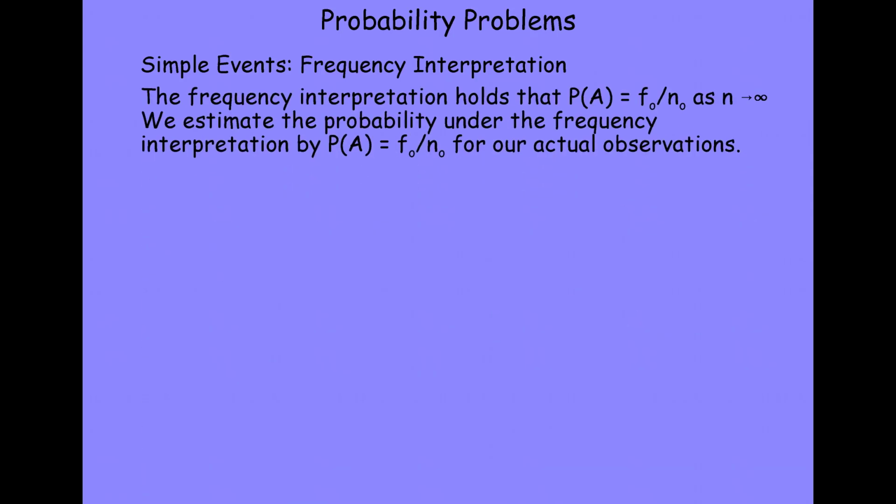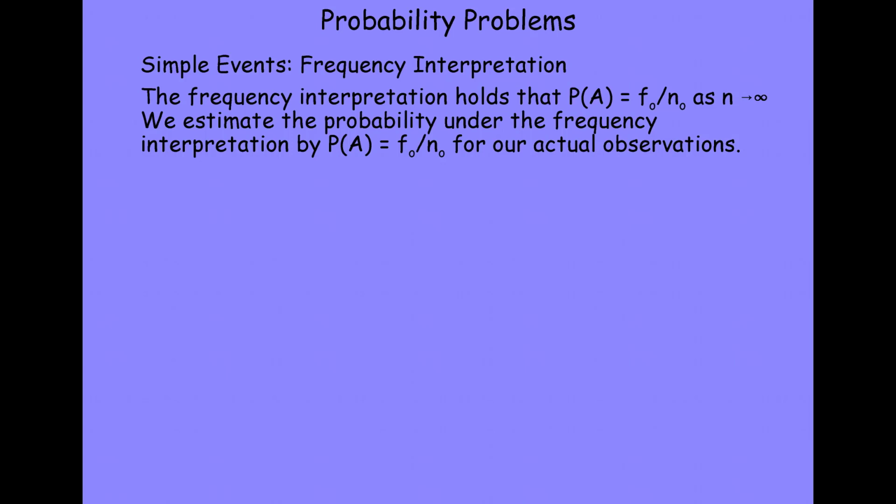The next interpretation that we're going to look at is the frequency interpretation. Now, the frequency interpretation holds that the probability of an event is the number of observed favorable outcomes divided by the total number of observed outcomes as that total number goes towards infinity. That is, as you get more and more observations, that ratio of favorable to total number of observations will come closer and closer to the actual probability number.